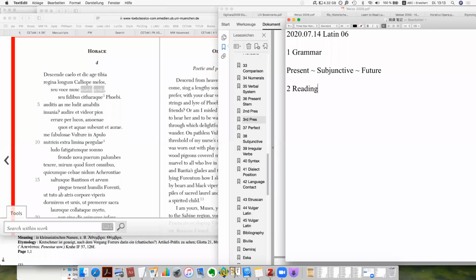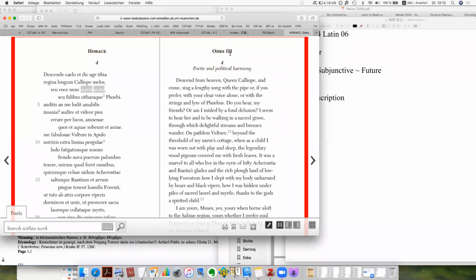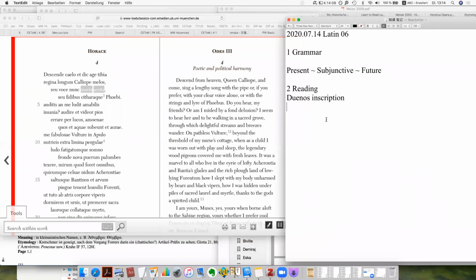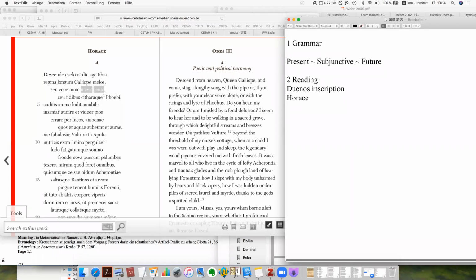For the reading, we are going to read the inscription again, the so-called Duenos inscription. And probably also something from Horace, Horatius, his Carmina, his Odes 3 and number 4. And this is probably some interesting words we're going to talk about. Okay, so probably Horace, and I will try to accomplish them all. Okay, so let's begin with the present.